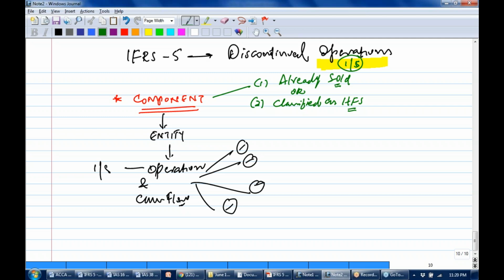So even though the edible oil unit has not been sold, it is still classified as held for sale. So if it's classified as held for sale and it's a component, then the income statement presentation should also be applicable, that is, discontinued operation. So my two different examples: already sold, or classified as held for sale. Already sold means only the term component. Classified held for sale means disposal group plus component.